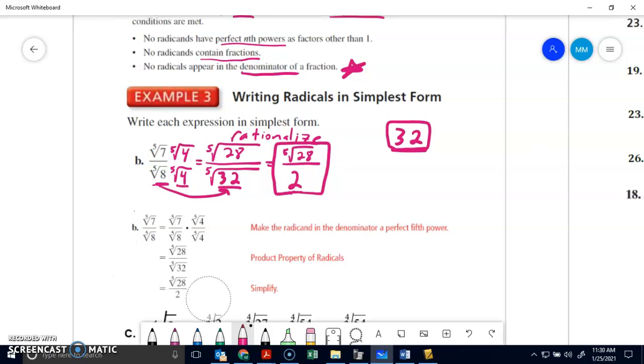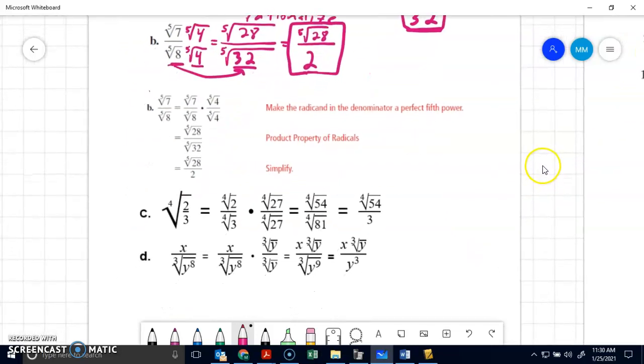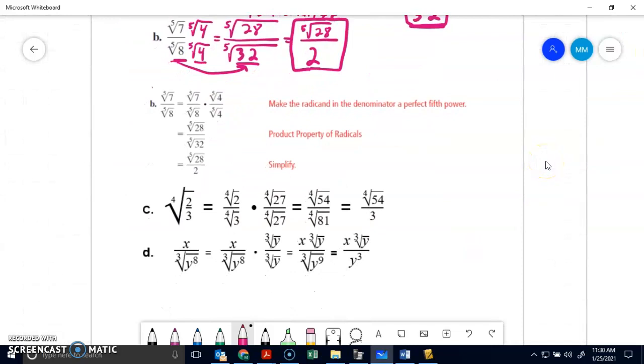Okay, so the key is, what do you multiply the denominator by to make it perfect? It's all about making it perfect. So here on this one, I have the fourth root of 2/3. No fractions. We're going to use the property to break it up so that both the 2 and the 3 have the fourth root. So what do I need to multiply by? When I'm looking at the fourth roots, the number that jumps out to me is 81, because 81 is closely connected with 3. So I'm going to multiply by the fourth root of 27 on top and bottom.